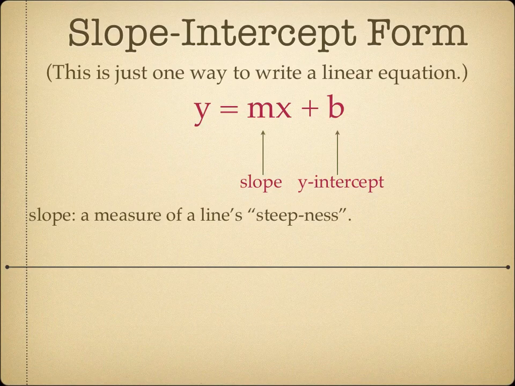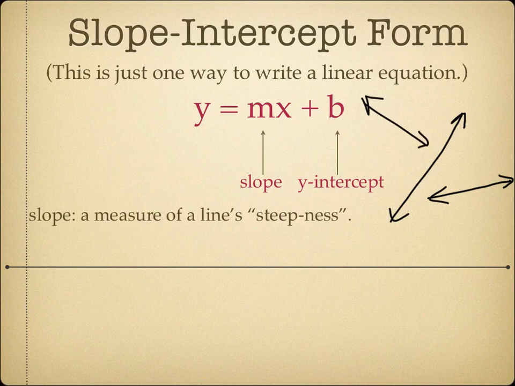Okay, the slope tells you, does your line look like this? Is it more flat? Is it backwards? Okay, all of those things are managed by the slope. Okay, so the slope tells you kind of how angled or how tilted your line is.